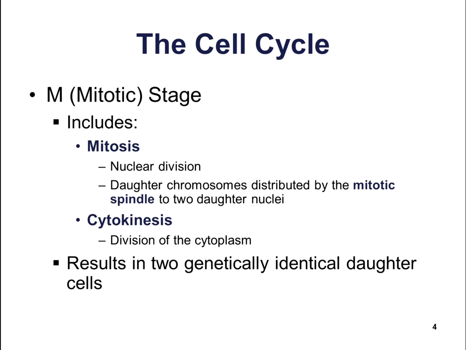The M or mitotic stage is what comes next, and this includes mitosis and cytokinesis. Mitosis is the division of the nuclear material. Daughter chromosomes are distributed by the mitotic spindle to two daughter nuclei. So it is the splitting of the chromosomes. Cytokinesis is the division of the cytoplasm. And this process results in two genetically identical daughter cells.